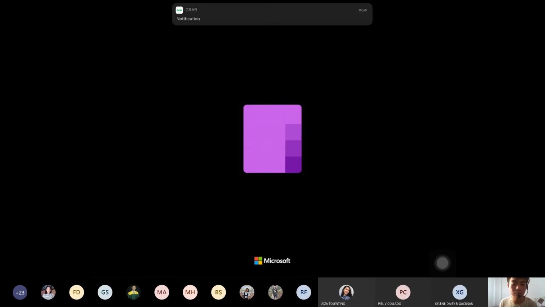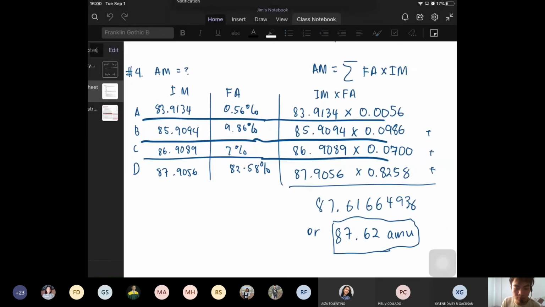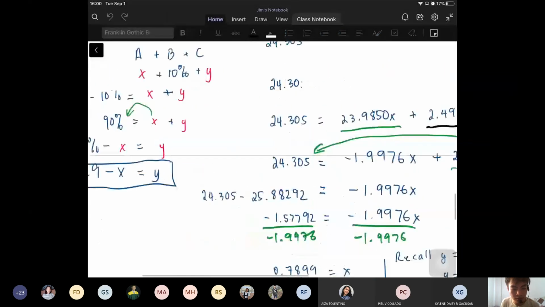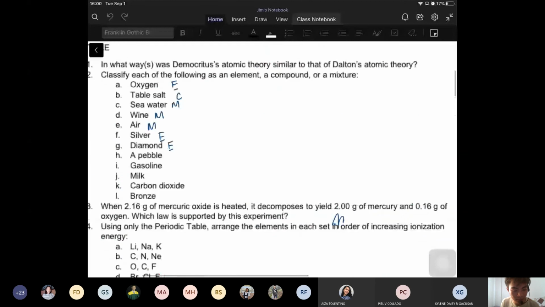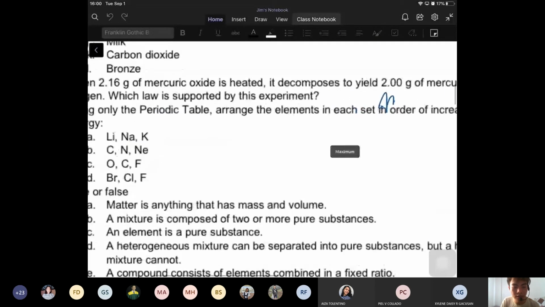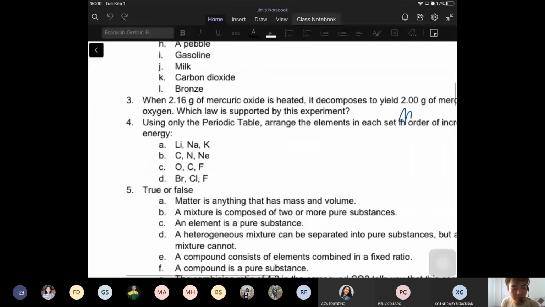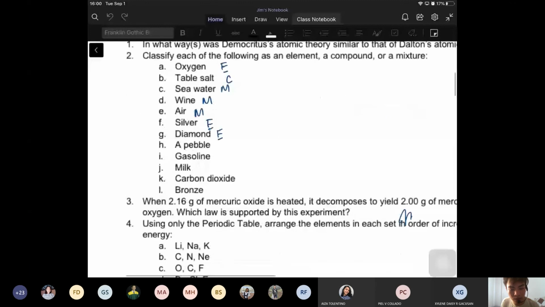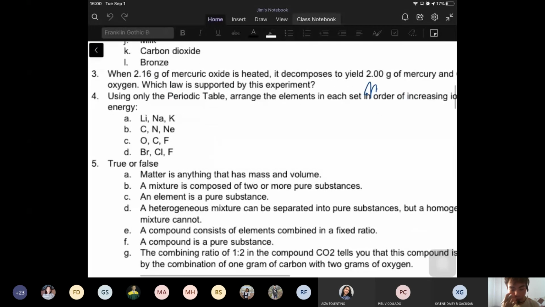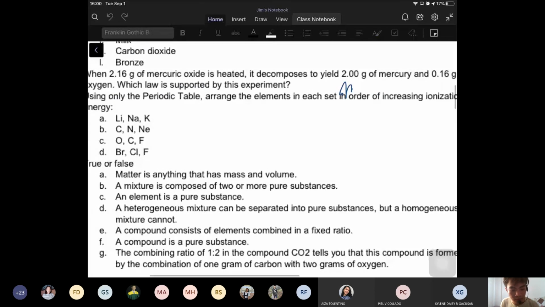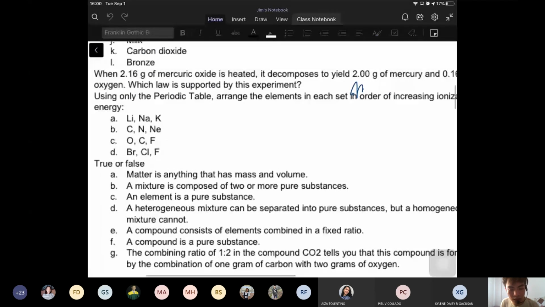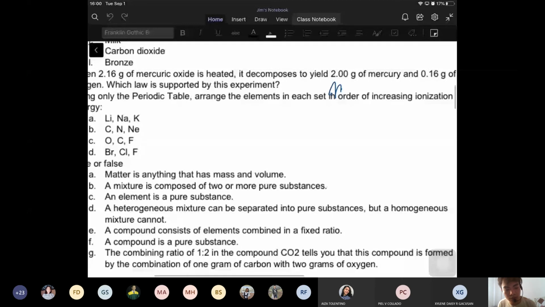Sagot na lang tayo ng ibang problems. Siyempre, hindi yung calculation. Okay, so let's try number 4. Yung 1 and 3 pang lab to, nakalimutan ko. So anyway, number 4, using only the periodic table, arrange the elements in each set in order of increasing ionization energy.